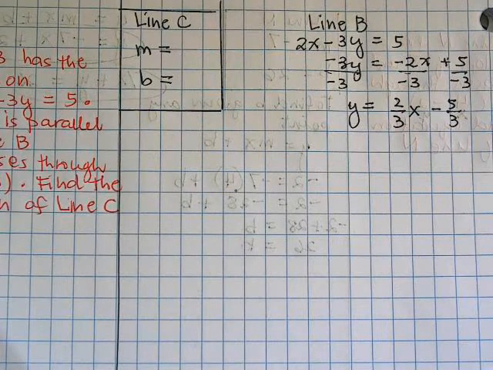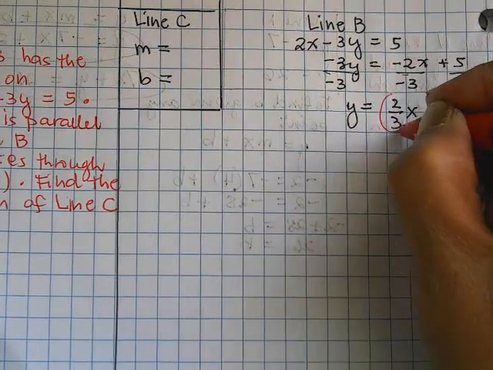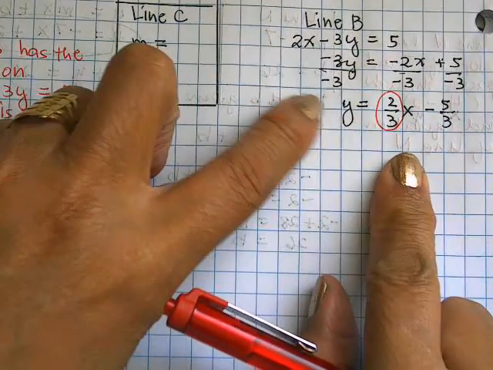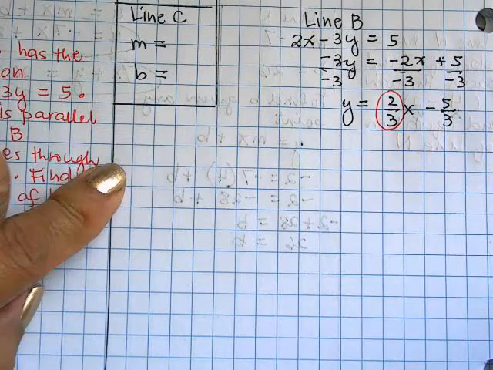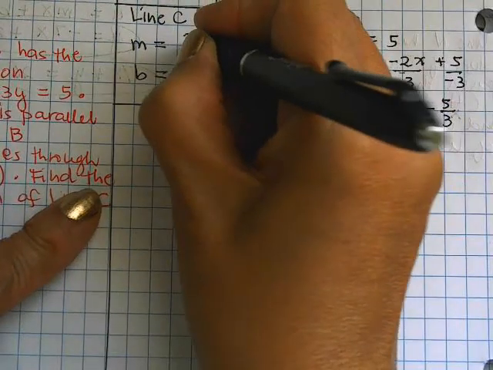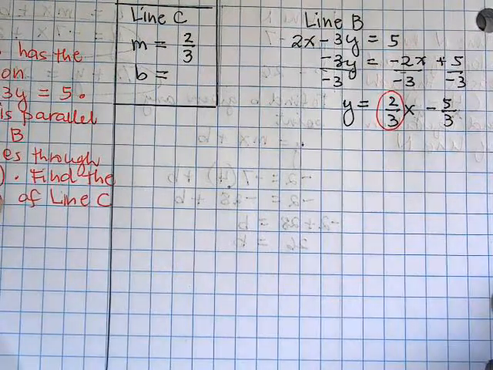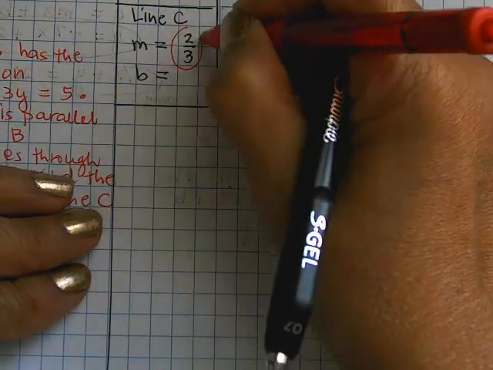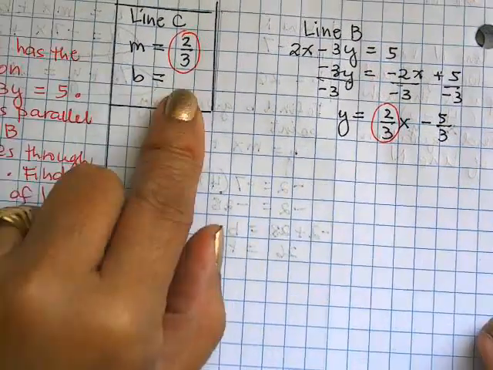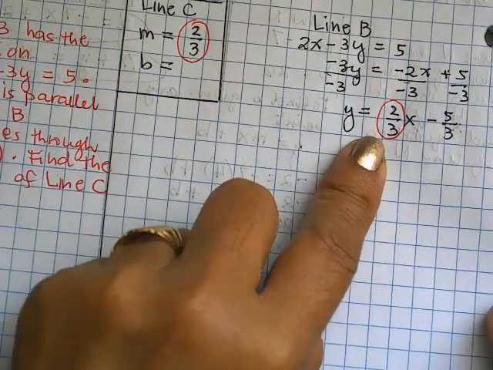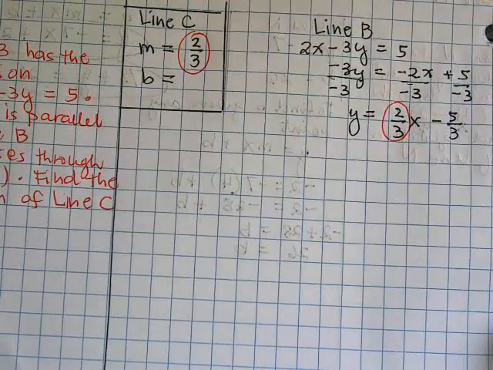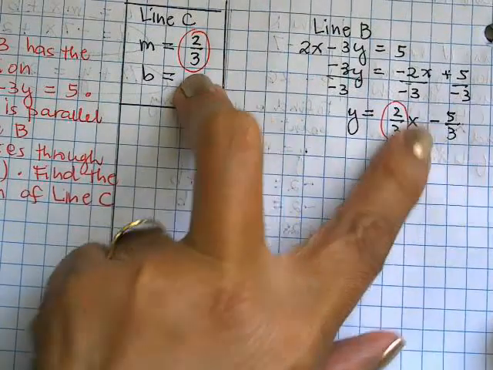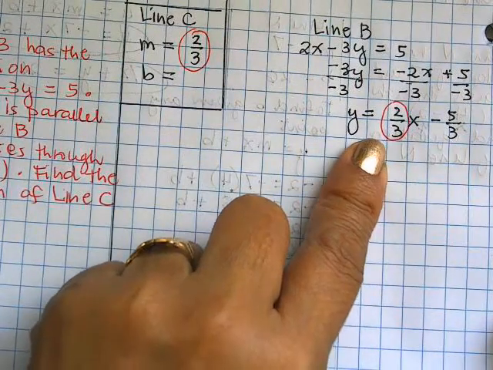Now we will use this 2/3, since these two lines are parallel to each other, so the slope of line C will also be 2/3. Remember, parallel lines have the same slope. So we already have the slope of line C. Line B, we say goodbye to line B. We don't need it anymore. Remember, they don't have the same y-intercept. We are not going to use that. We're only going to use the slope.